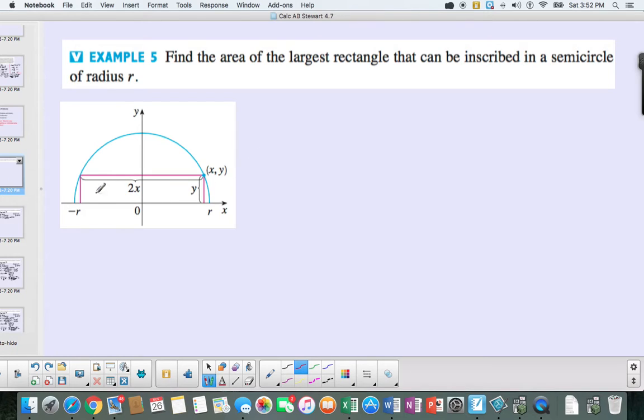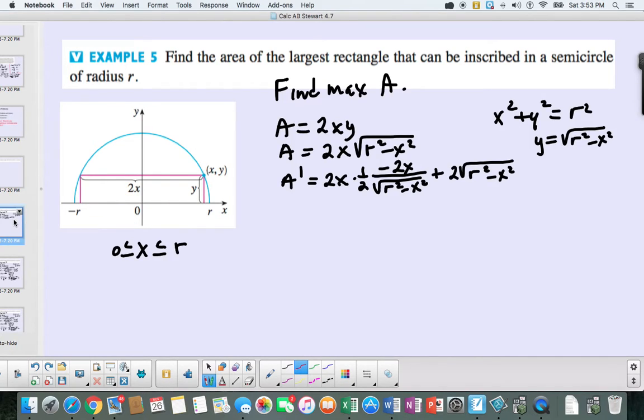So we can see that here's our rectangle, there's symmetry here, and this distance is x and this distance is x. So when we find the area, it'll be 2x as the length and y as the height. Let's go ahead and write down the beginnings of how to do the problem. We want to find the maximum area, and we know the area is 2x times y.